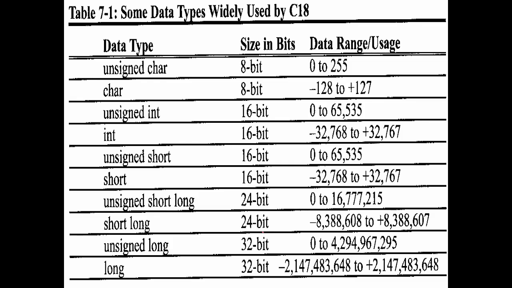So the next concept is data type and time delay in C. As you know, there are different data types available, for example unsigned char, unsigned int, unsigned short, short long, unsigned long. Each data type carries a different size of bits. The char is having 8 bits and int is having 16 bits, and short and long are 16 bit, 24 bit, 32 bit accordingly.